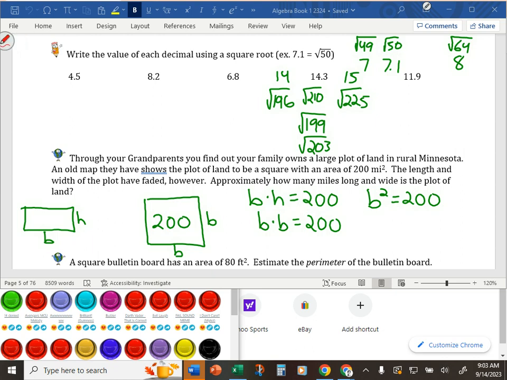If we root both sides here, the root of b squared, those operations cancel out. Just like division undoes multiplication, addition undoes subtraction, a square root undoes squaring. And so we're left with b by itself, and lo and behold, here we are finding the root of a non-perfect square. Isn't that fantastic?